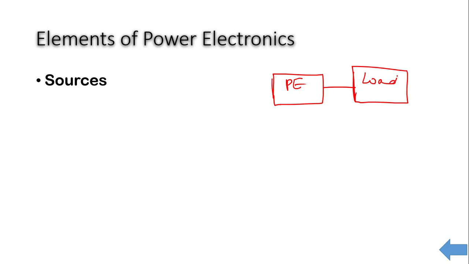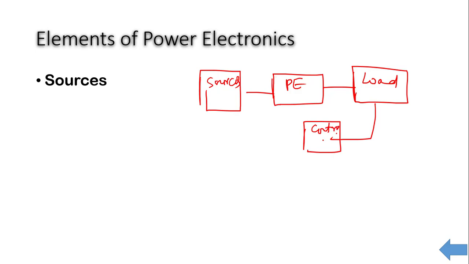Now let's see what the elements of power electronics are. In the previous lecture you went through the basic structure of power electronic systems. You would have a power electronic circuit, over here there will be a load, and on this side you would have sources, and a control circuitry is also required in between, which we discussed previously. What different sources are available? You could have an AC source, you could have a DC source.